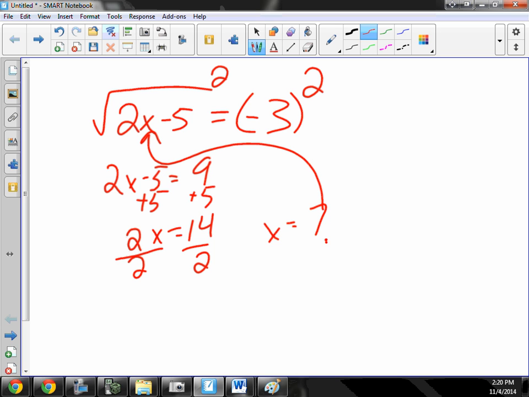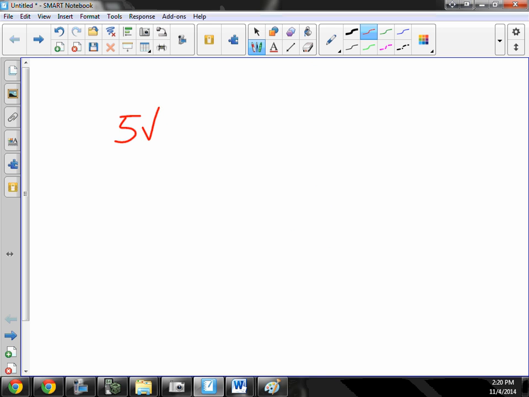So 7 doesn't work. That's not a solution. So this one actually has no solutions. Okay, what if I had 5 times the square root of 4 minus x equals 20? If you have numbers outside the square root, then you have to get rid of those numbers before you square it. So some of you aren't paying attention, but that's okay, I guess.